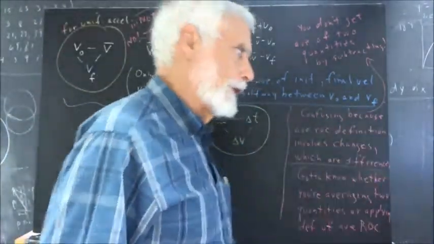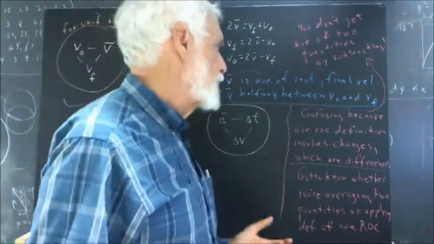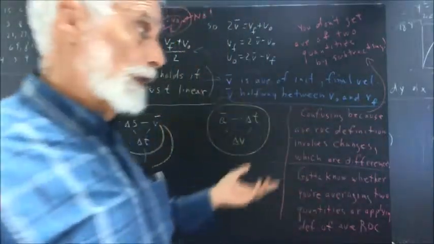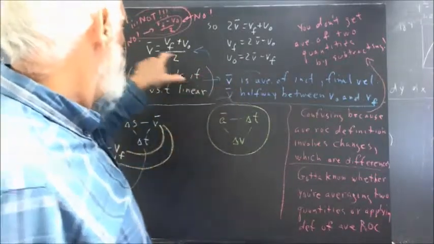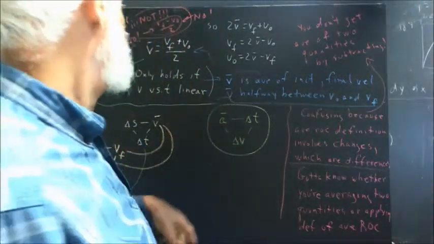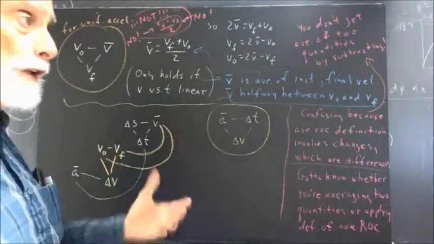There's confusion here, though. What's the source of the confusion? The source of the confusion is that you have also this average rate of change definition of average velocity. And which one are you going to apply if you know VF and V naught? Well, you're not going to apply the average rate of change definition. If you try, it's not going to work.